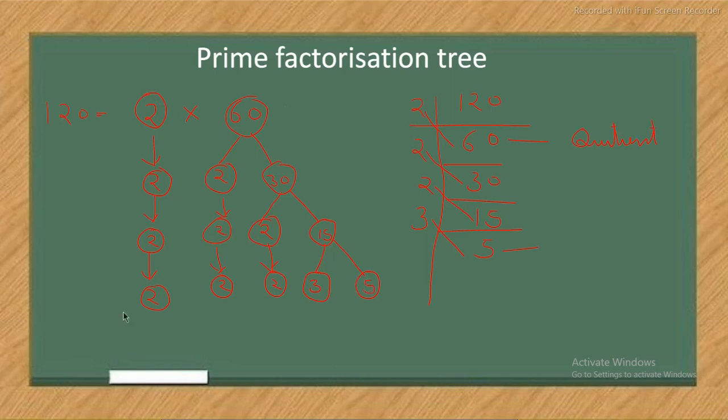Now I have the prime factorization tree of 120, and I can write the prime factors of 120 as 2 multiply by 2 multiply by 2 multiply by 3 multiply by 5. In this way you can find out the prime factorization tree of any number.